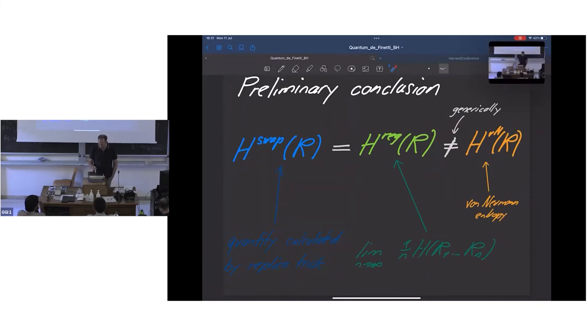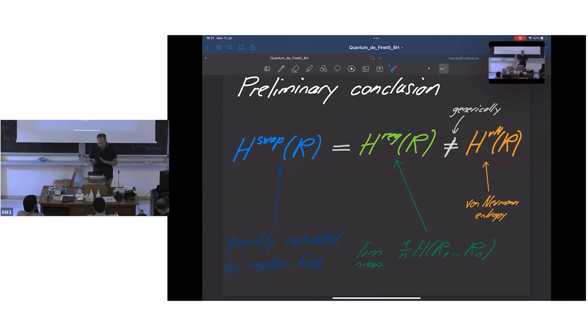And the important point is this regularized entropy. So this is what was calculated in the replica trick in the limit where n goes to one, is equal to the regularized entropy, which talks about many black holes. So that is really the claim, that's actually the thing that people calculated. I hope they would somewhat agree that this is what they calculated, and this is not the von Neumann entropy in general.